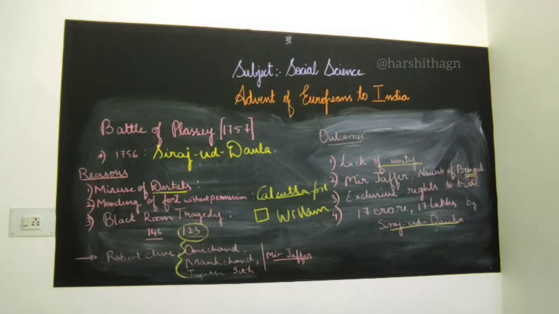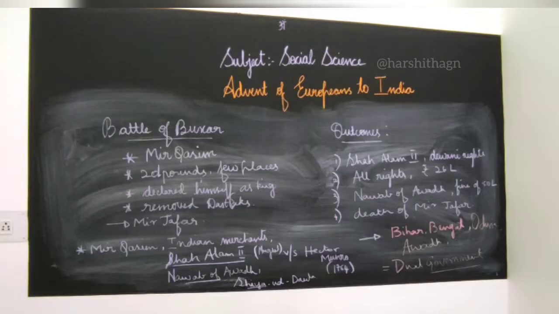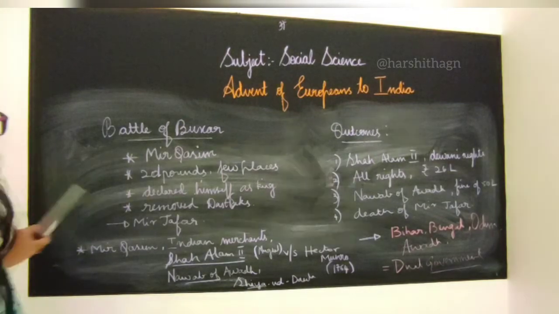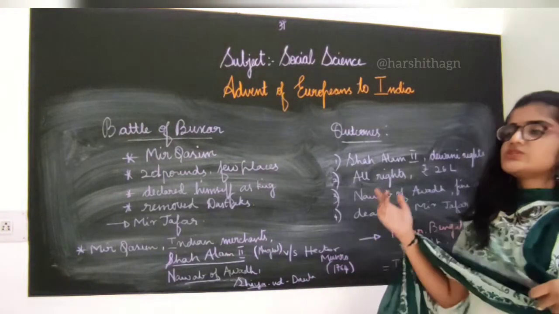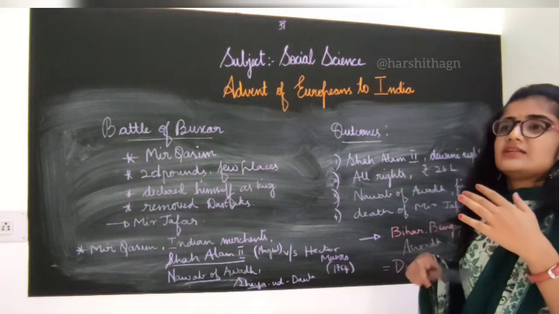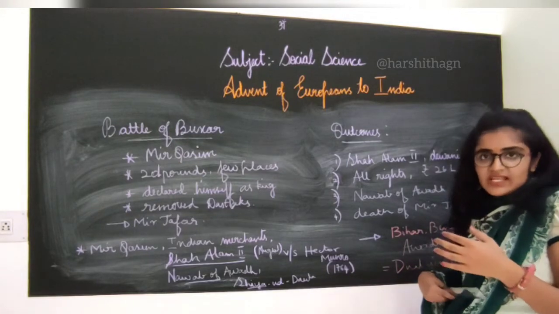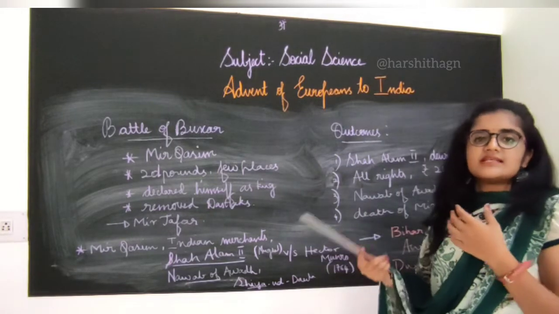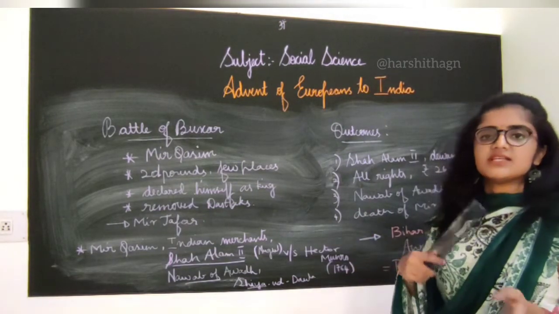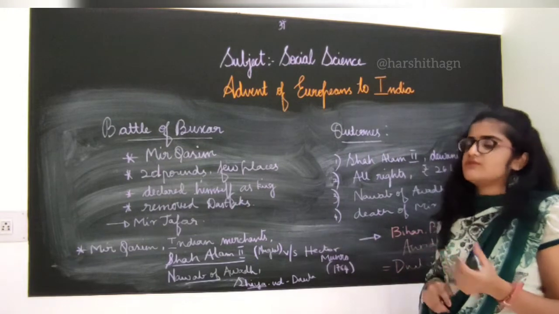These were the outcomes of the Battle of Plassey. Now we shall move to the next war, the Battle of Buxar. Before getting to the Battle of Buxar, the Nawab of Bengal was Mir Jafar. Mir Jafar was removed because the Britishers felt that he was inefficient, and they brought Mir Qasim as the Nawab of Bengal. Mir Qasim is a nephew of Mir Jafar.